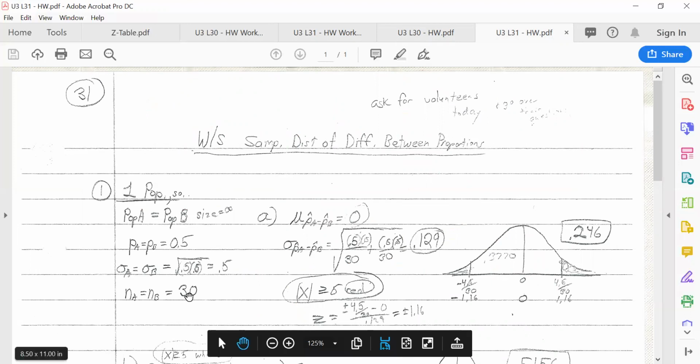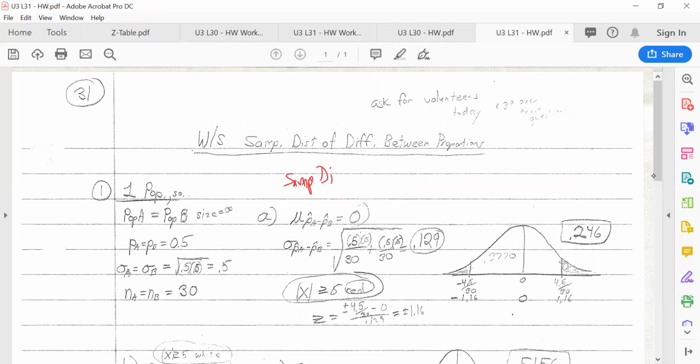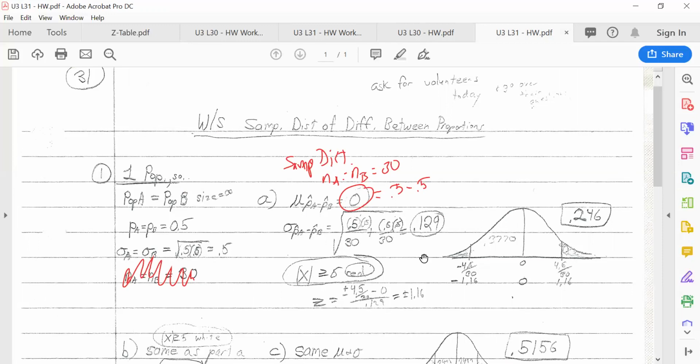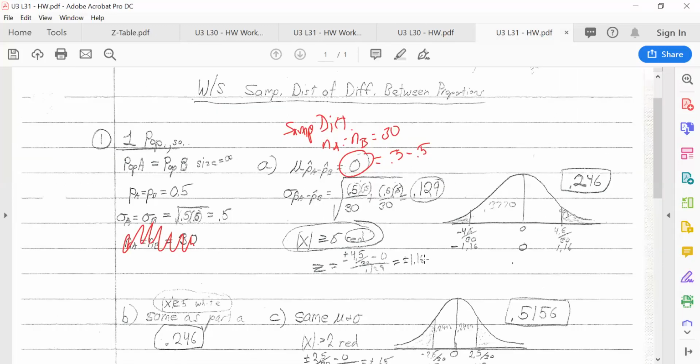And so this actually, you know what, this should be right here. Sampling distribution. N sub A and N sub B are both equal to 30. That should actually not be there. It should be up here. So the mean difference is going to be 0.5 minus 0.5. Well, 0.5 minus 0.5 is 0. Standard error is p hat times q hat over the first sample plus p hat times q hat over the second sample, and you get 0.129.